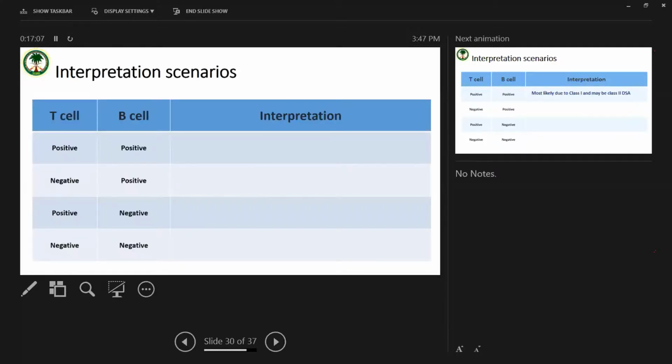I will go through just a few more slides about the interpretation scenarios of a cross-match that we are seeing in a laboratory. If you have a flow cross-match positive for T cell and B cell, usually the interpretation should be most likely due to class 1 antibody and maybe class 2 antibody. We can change "maybe" to "must be" class 2 antibody if we do antibody identification for class 2 and there is donor-specific antibody class 2. Then we can say that this cross-match is due to class 1 and class 2.